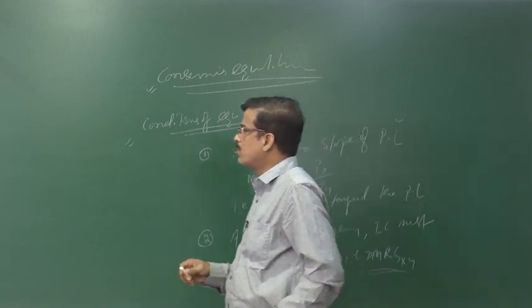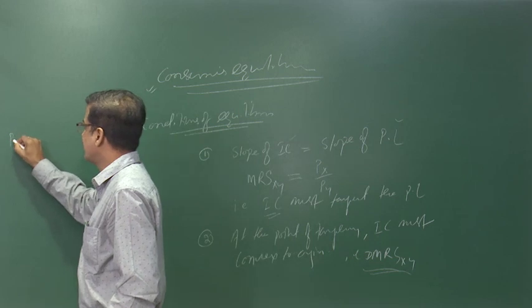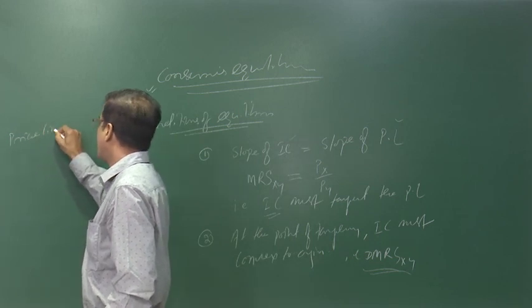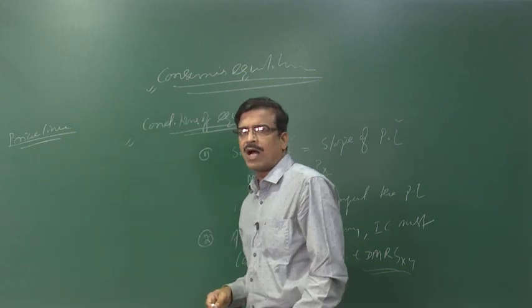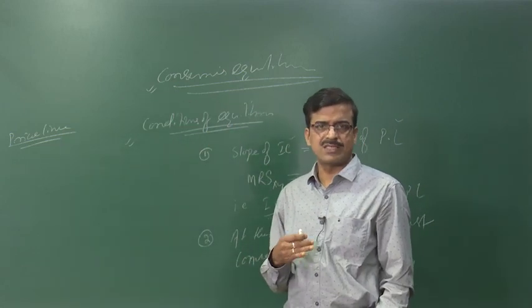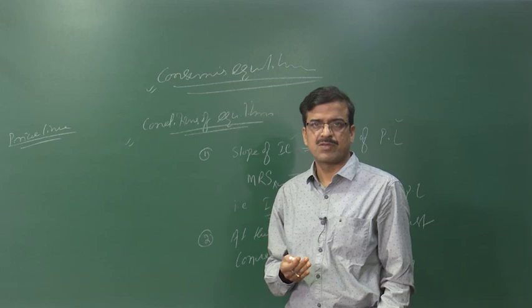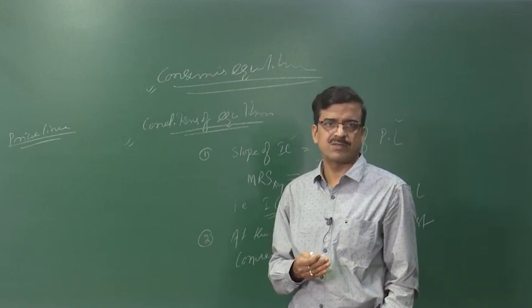We already know what is the price line. Price line or the budget line or the budget constraint tells us how the consumer utilizes his given money income with given price of the commodities.